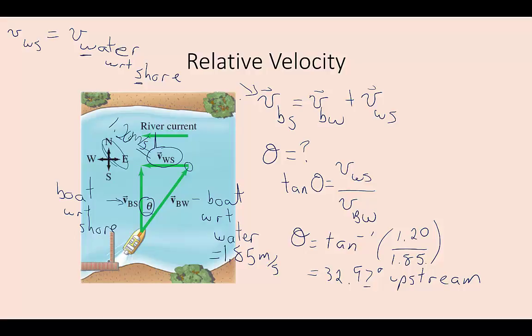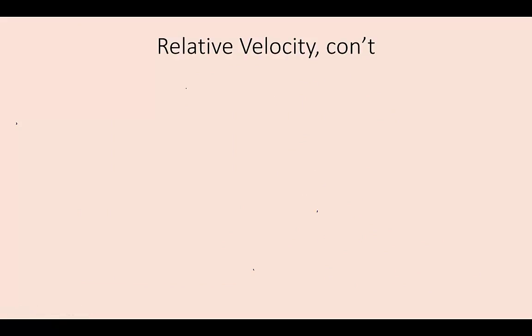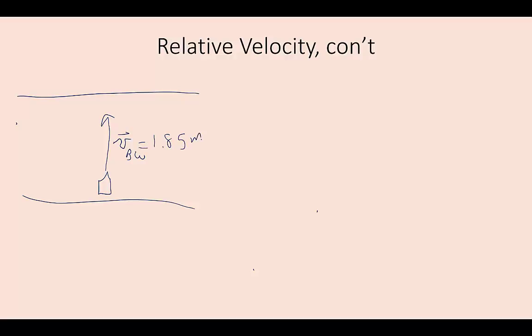Let's do another one. Same boat, same river, but rather than having the boat try to cross directly across the river, we're going to have the boat just head across the river with the current and see what happens. So in this particular case, here's our river. We have our boat, and it's going to go across with a velocity of BW, which will be the same, 1.85 meters per second. It's the same river, so the river will still have a velocity of the water with respect to the shore of 1.20 meters per second.